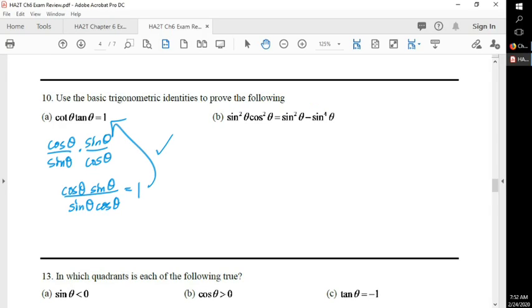Now the more fun one is this guy. Okay, so more work. The next one requires use of the Pythagorean identity, which we haven't talked much about. So let me show that to you really quick. For this next one, you're going to need to know the Pythagorean identities.